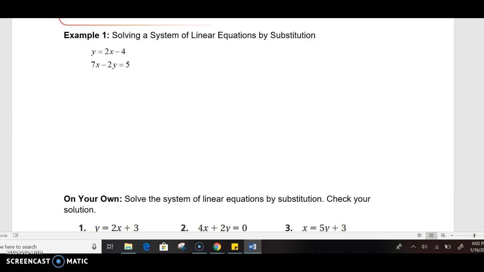Okay, so in example 1, we have two equations. y equals 2x minus 4. I'm going to call that our first equation. And 7x minus 2y equals 5. I'm going to call that equation 2.